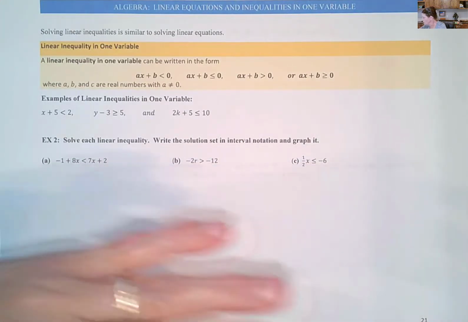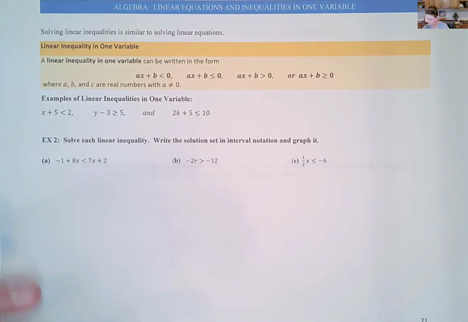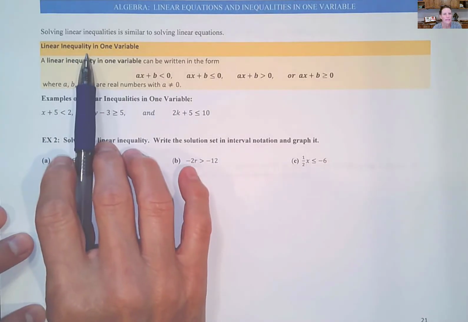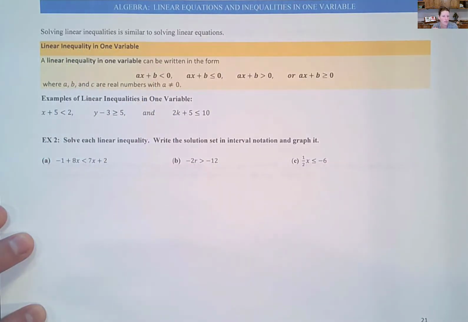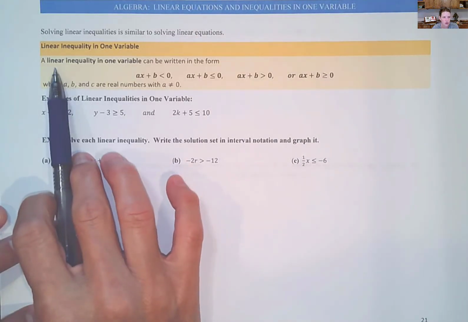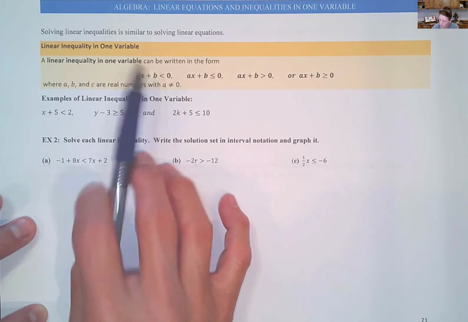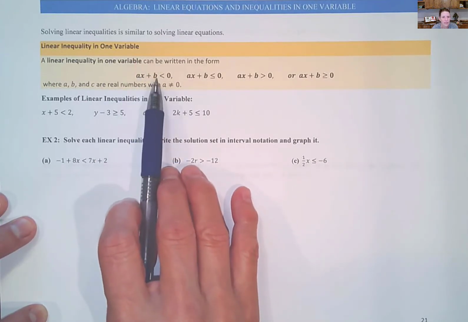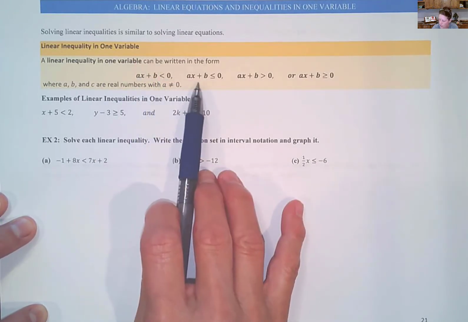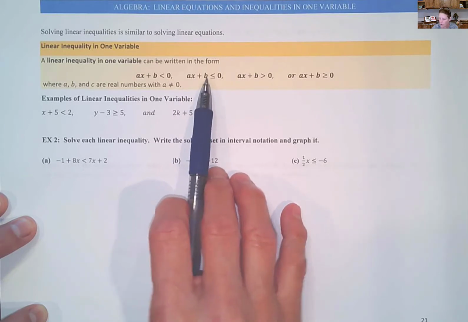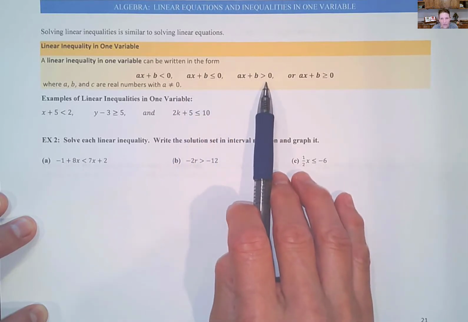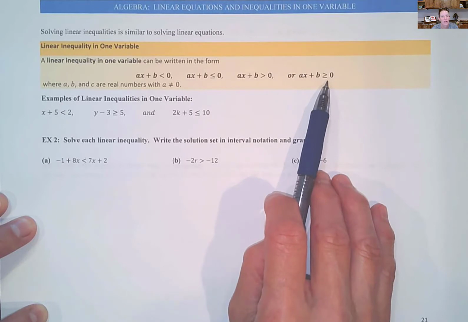We're going to solve some inequalities. And solving linear inequalities is similar to solving linear equations. First, let's determine what a linear inequality in one variable is. Well, it can be written in the form ax plus b is less than 0, ax plus b is less than or equal to 0, ax plus b is greater than 0, or ax plus b is greater than or equal to 0.